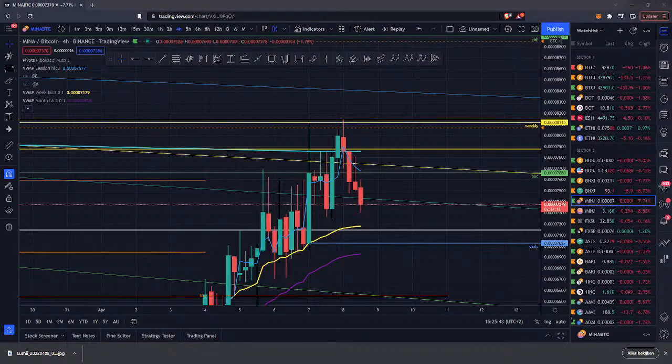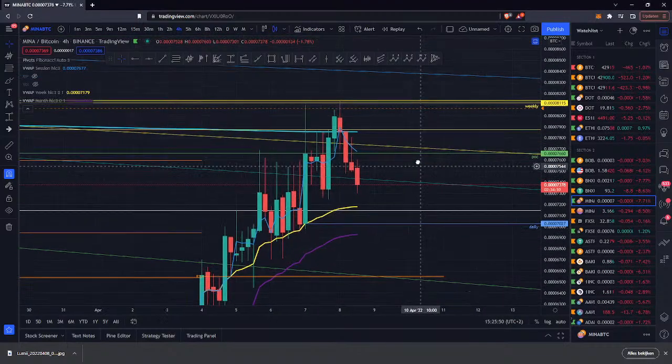And just got stopped out. BTC is still moving down.